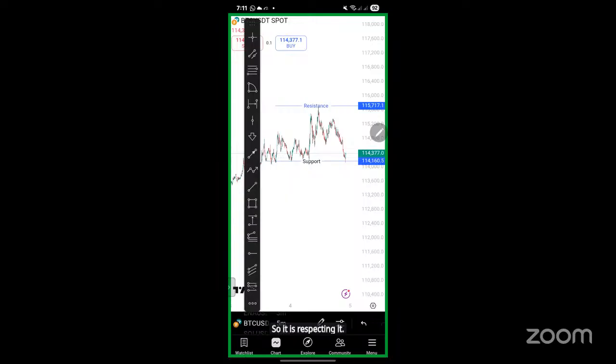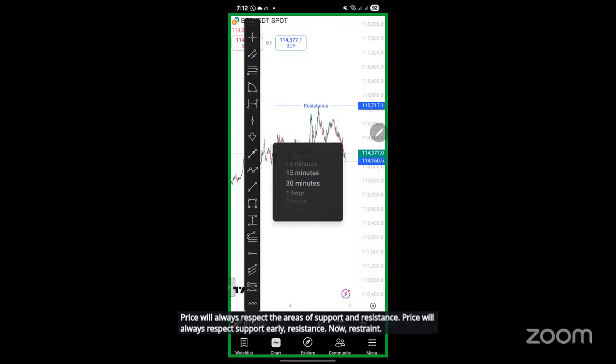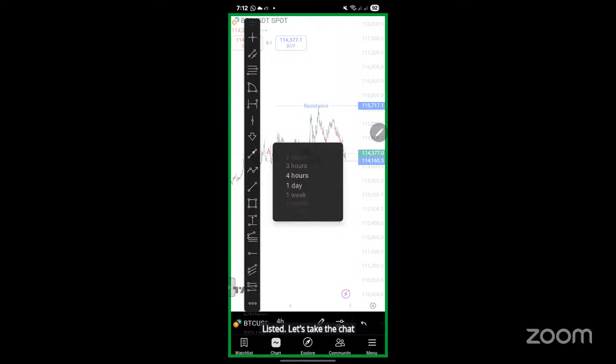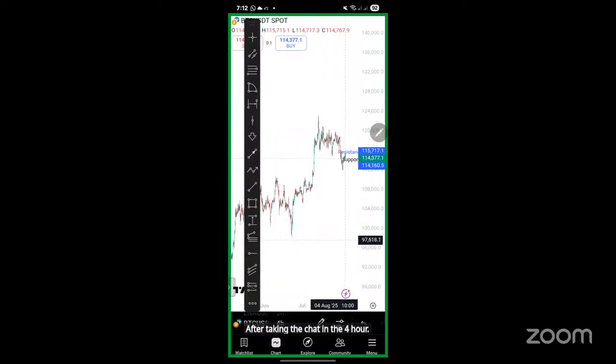That's why a trade you are going to take in the bigger time frame can be confirmed in a small time frame, because price will always respect the areas of support and resistance. Price will always respect support and resistance. Now let's trade. Let's take the chart to 4 hours.